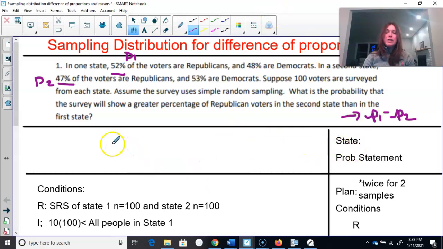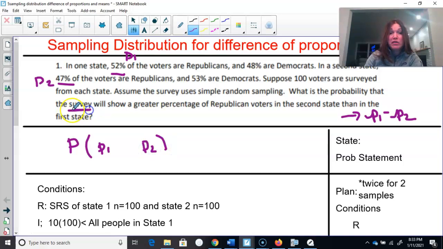What we want to know now is just that probability statement. What are we looking for? I want to know the probability, if I look at P1 versus P2, and not the parameters, but the statistic, the survey, okay? That's the percentage of people from the survey. We want to know what's the probability that the people from the second state will be greater than the ones from the first state, okay? And because it's from the survey, that's the statistic, so we're going to put a hat over it. So this is what we're looking for.